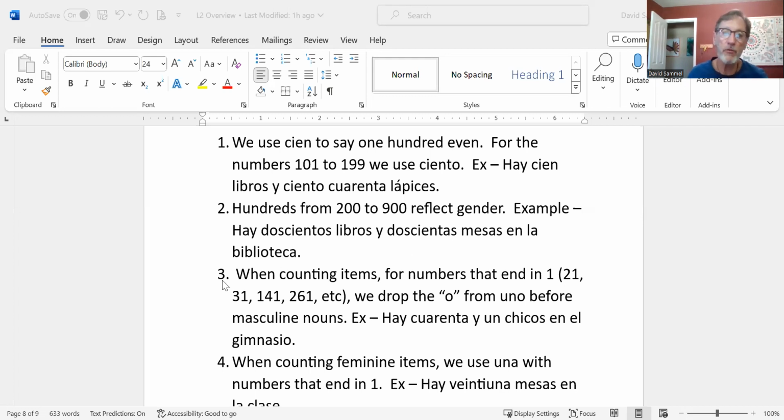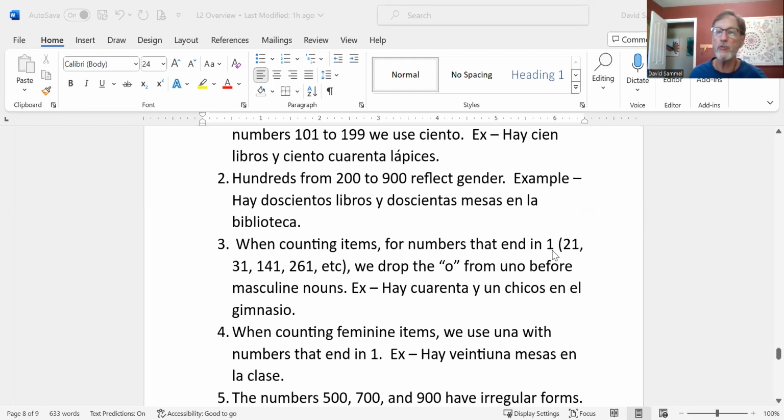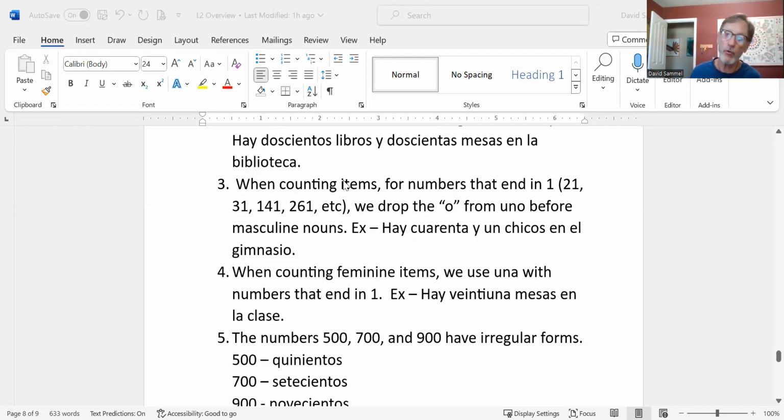When counting numbers, number 3 here, for numbers that end in 1, like 21, 31, 141, 261, whatever, if it ends in 1, we drop the O from uno before a masculine noun. So if you're counting, and you've got 41 boys in the gym, you say, hay cuarenta y un chicos en el gimnasio. You don't want to say cuarenta y uno chicos, you just say cuarenta y un chicos en el gimnasio. Now that's if a masculine noun comes right after a number that ends in 1, okay?